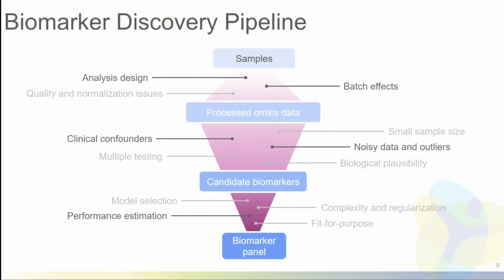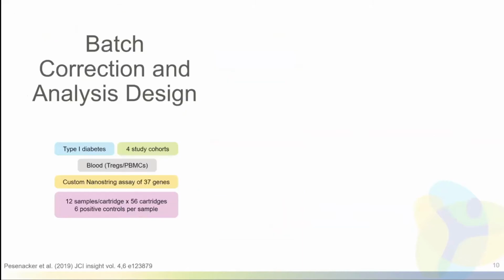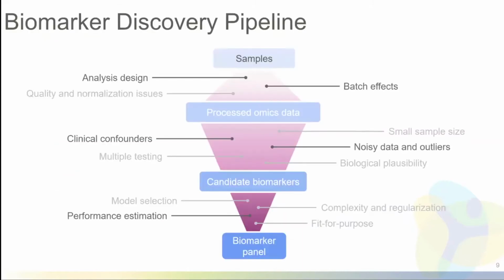So, even before we get our process data in hand, we need to think carefully about our analysis design, and how to think about noise in our data, how to improve the signal to noise ratio, how to deal with outliers and confounding effects. As we try to pick the best biomarker panel to move forward with, we also want to be rigorous in our performance estimation, as that's one of the criteria that typically is considered when talking about what's the best biomarker panel.